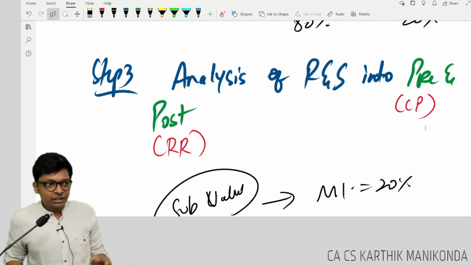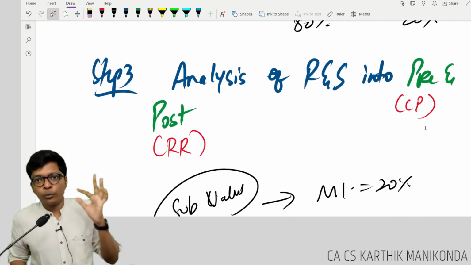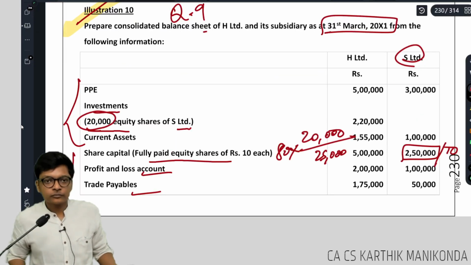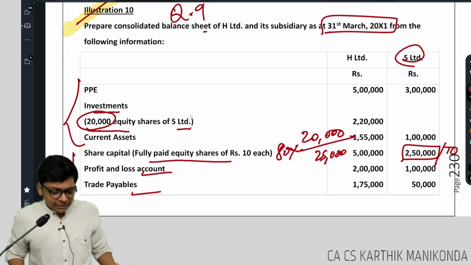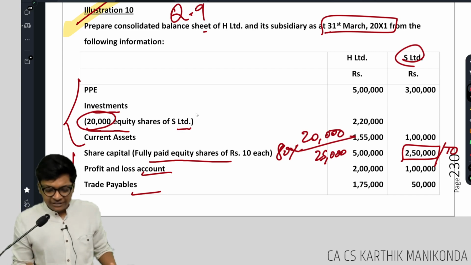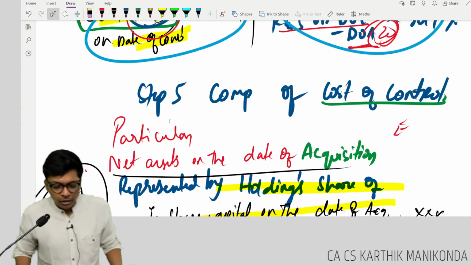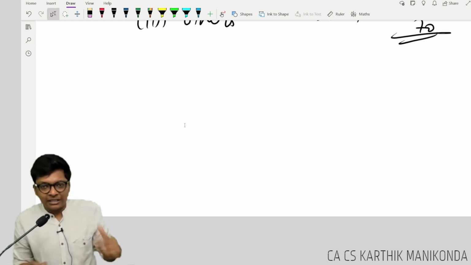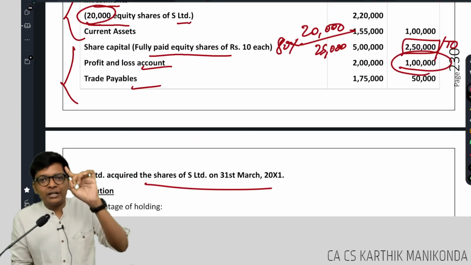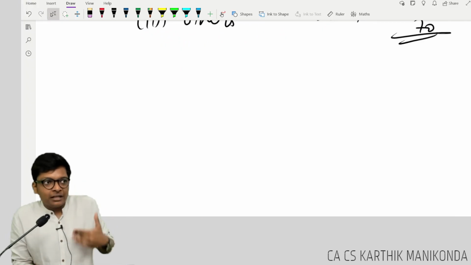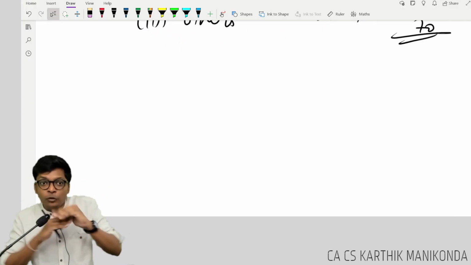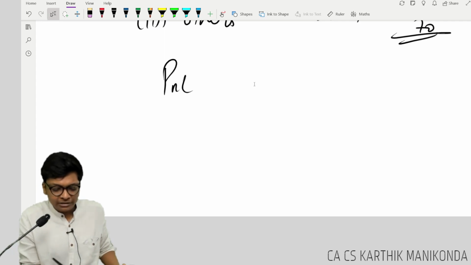Next, analysis of reserves into pre and post. Whose reserves should I analyze? Subsidiary. In this question, have they given reserves? Yes. How much is the reserve? 1 lakh. Correct. Now I am going to write here. Whatever reserve is there, you have to analyze all the reserves. Fortunately, in this question, we have only P&L. If they have P&L, revaluation, capital, everything I have to analyze. So here profit and loss was 1 lakh.